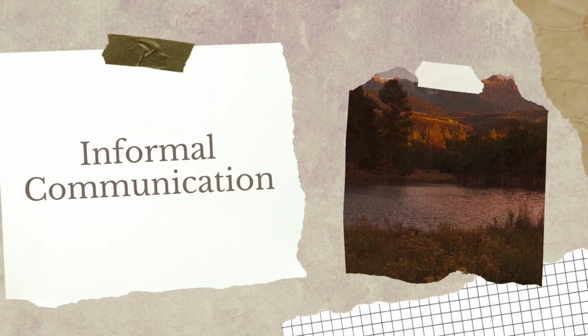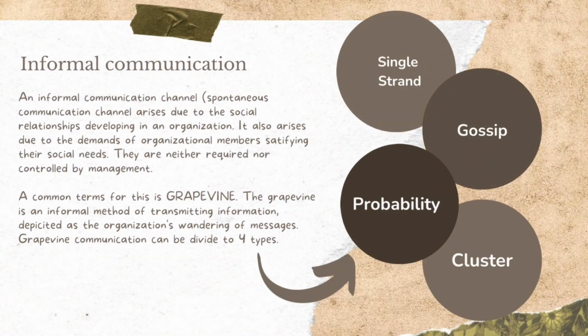Informal communication. An informal communication channel is a spontaneous communication channel that arises due to the social relationships developing in an organization. It also arises due to the demands of organizational members satisfying their social needs. They are neither required nor controlled by management. A common term for this is the grapevine. The grapevine is an informal method of transmitting information, described as the organization's wandering of messages.